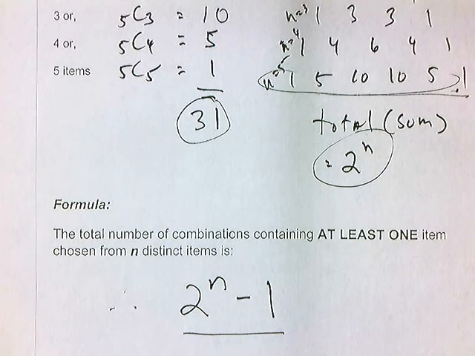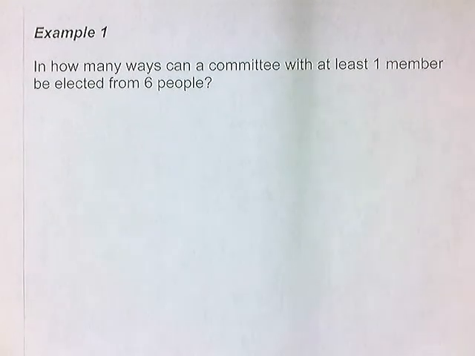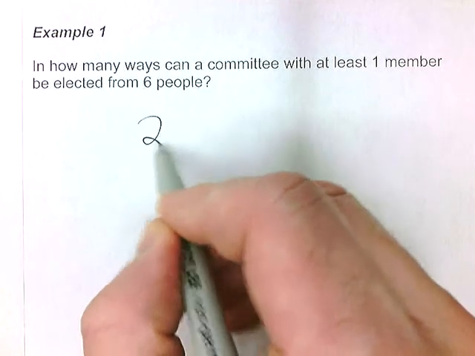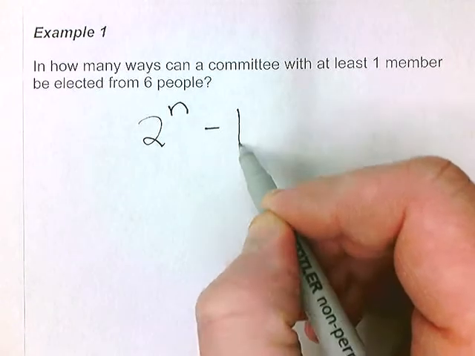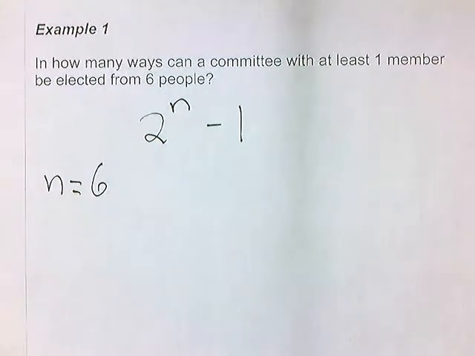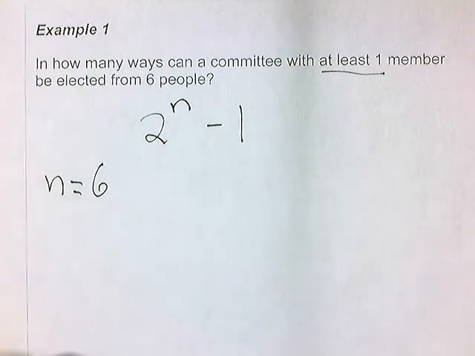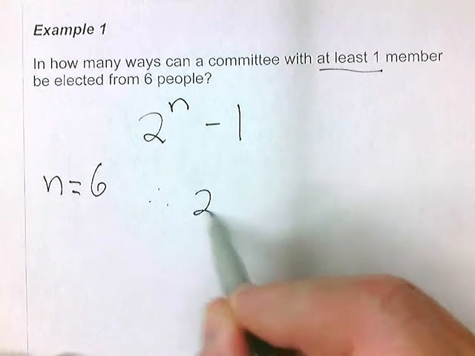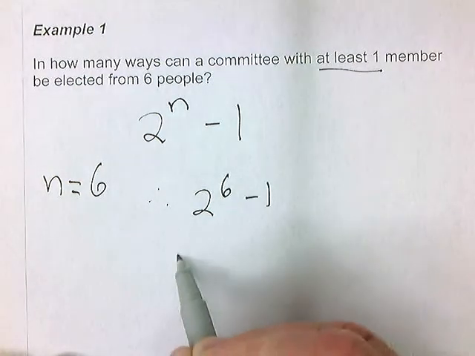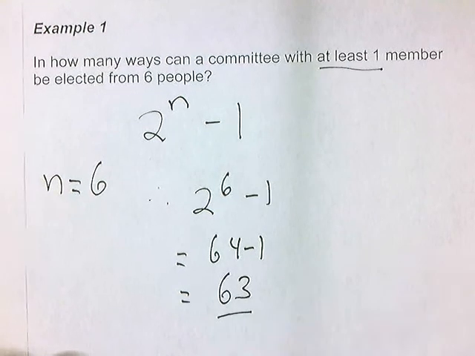Let's take a look at an example. How many ways can a committee with at least one member be elected from 6 people? Well, again, our formula is 2 to the n minus 1. N equals 6, because it says at least one member, so that could be 1, 2, 3, 4, 5, or 6. Therefore, 2 to the 6 minus 1, which is 64 minus 1, 63.